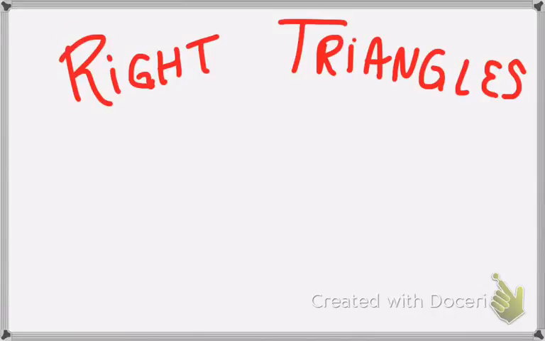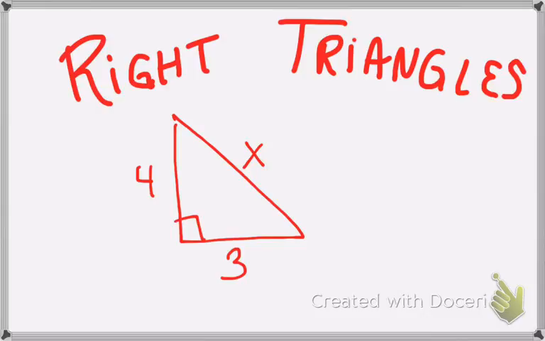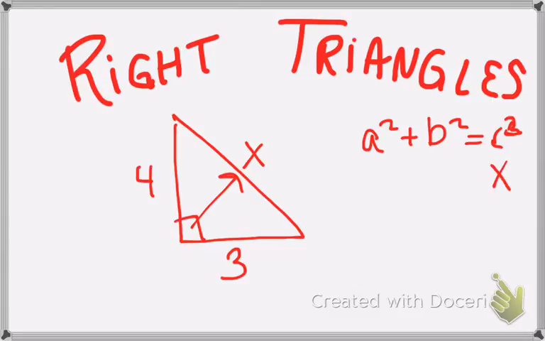Whenever you're solving for the missing side of a right triangle, you can use the Pythagorean theorem, which is a squared plus b squared equals c squared. The most important letter is to look at the c, which is the hypotenuse, across from the right angle. And then it really doesn't matter which one you put for a or b.